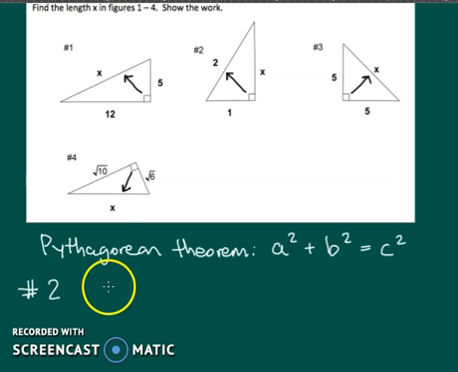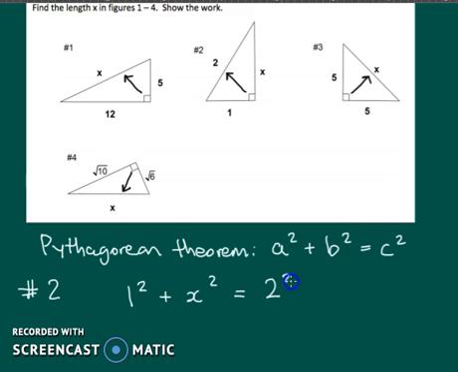And here we have a hypotenuse that is length 2. We have one side that's length 1, and we have one unknown side that is connected to our right angle. So I'm just going to plug those numbers in. I'm going to call this side down here a, so I'm going to put 1 squared here, and I'll call the unknown side x, so I'll put x squared equals 2 squared.